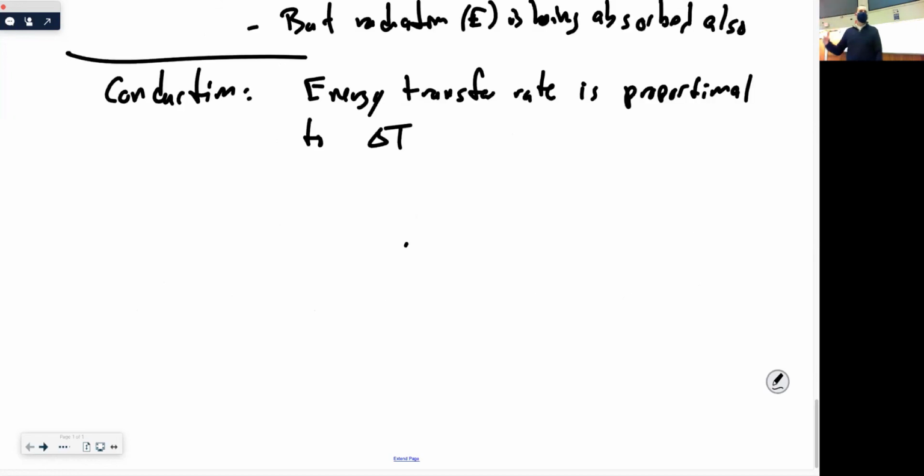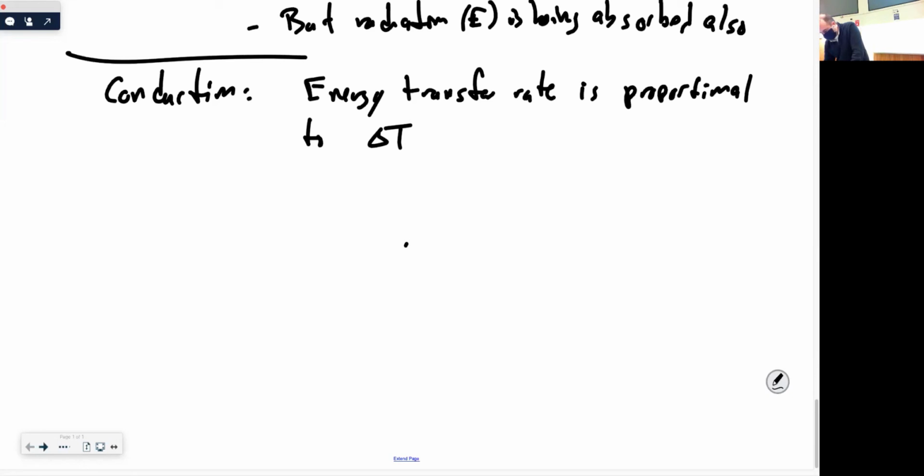So again, remember how this works. You've got 2 objects that are not at the same temperature. You put them together into contact and they will transfer energy between them. How fast that energy transfers between them is linearly proportional to the temperature difference between them. The higher the temperature difference, the faster that energy transfer will happen.